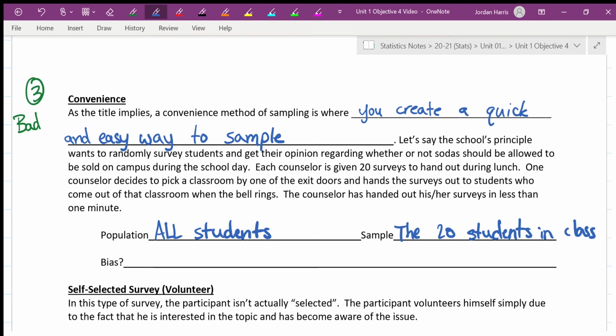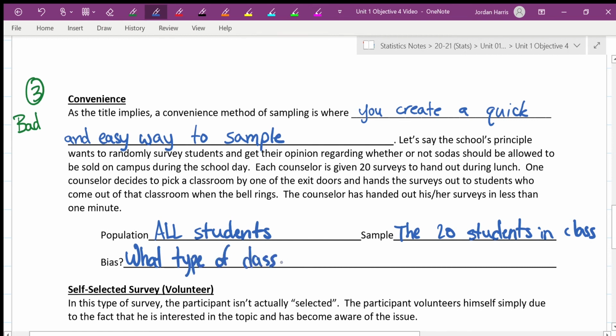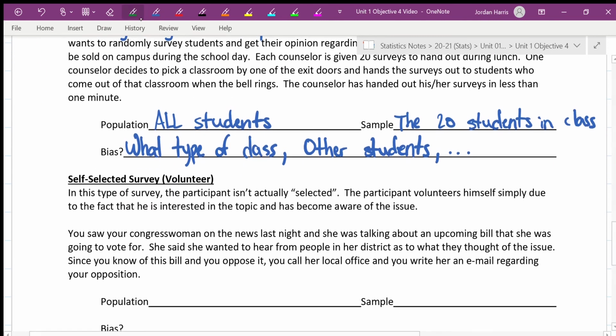It might be all freshmen, it might be all seniors, it might be nutritional health class or something like that, which would all affect this. There are lots of things. So what type of class? There's bias there. Other students, right? There's a lot of other students at the school. There's bias there, and so on. There's all sorts of things that make this bias. And if you ever take a convenience sample, you'll find it's a bad way to sample.